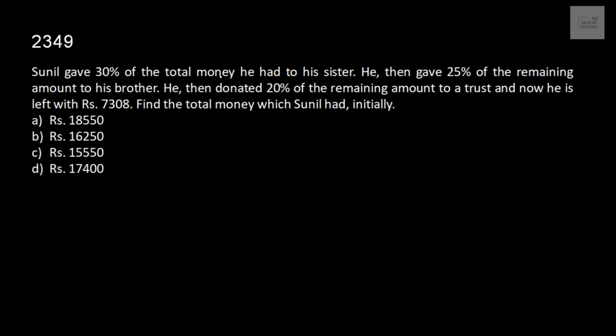Sunil gave 30% of the total money he had to his sister. Suppose Sunil has 100 rupees. To his sister he gave 30% of 100, that is 30. Now he is left with 100 minus 30, that is 70. He then gave 25% of the remaining amount to his brother. So his brother will get 25% of 70, that is 35 by 2, 17.5. So he's left with 70 minus 17.5, that is 52.5 now.